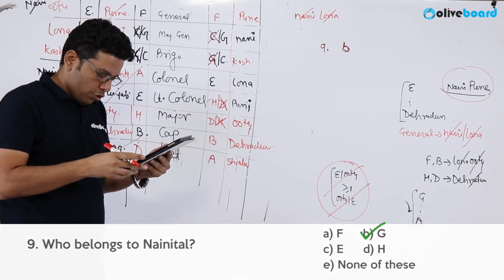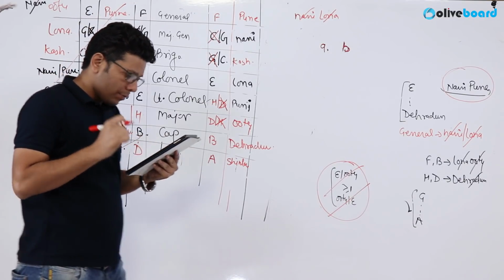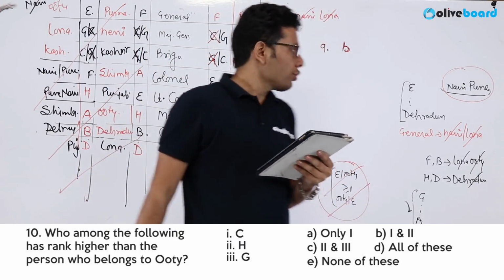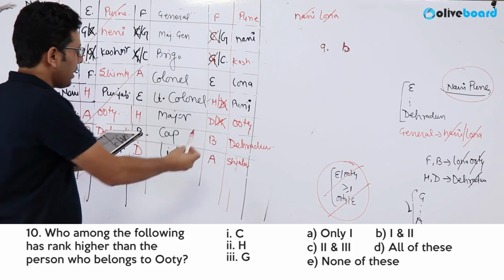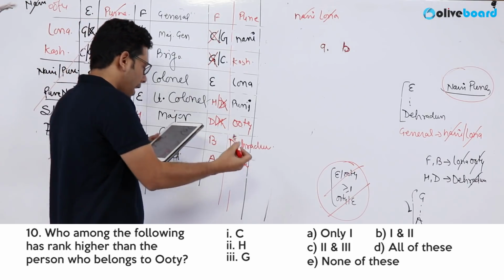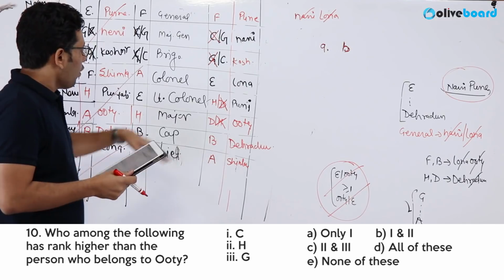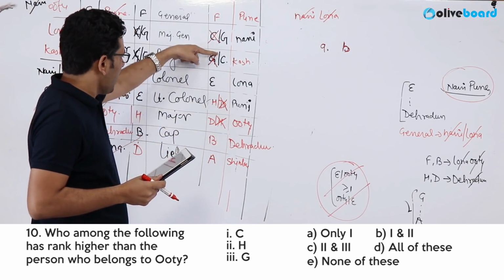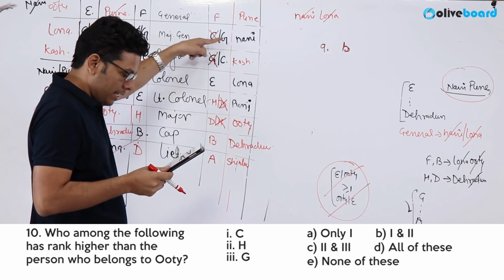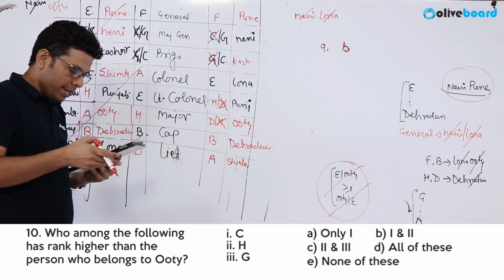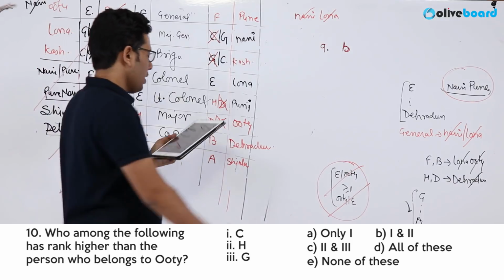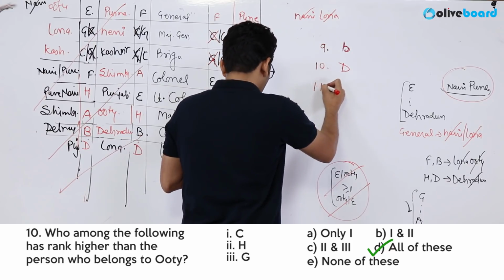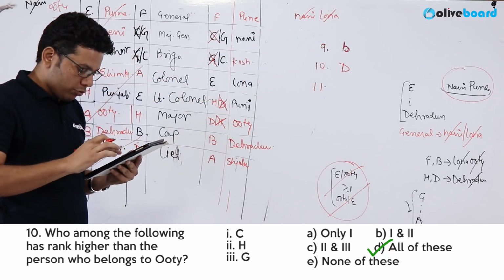Okay. So your next question is, who amongst the following has rank higher than the person who belongs to OT? OT से ज़्यादा rank किसकी है? Options are C, H and G. OT से ऊपर अगर आप देखोगे तो your C is above, your H is above and G is above. So your answer would be D, all of the above. D is the answer. Next, move to the next question.